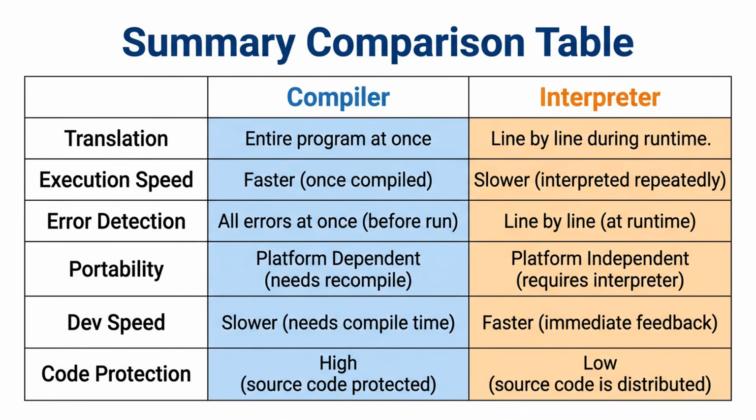Let's do a quick recap with a comparison table. Translation. Compiler does it all at once up front. Interpreter does it line by line at runtime. Execution speed. Compiler wins. Interpreter is slower. Error detection. Compiler shows all errors before running. Interpreter shows errors during runtime. Portability. Interpreter wins generally. Compiler requires recompilation per platform. Development speed. Interpreter wins with instant feedback. Code protection. Compiler offers more protection. Keep these differences in your mental model. They'll help you understand why different technologies make different choices.